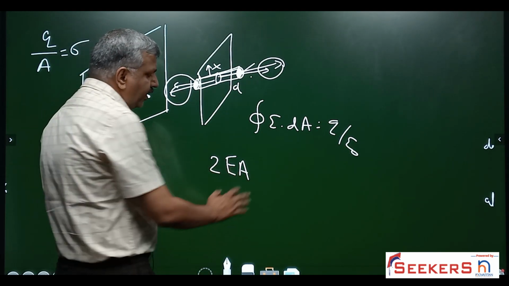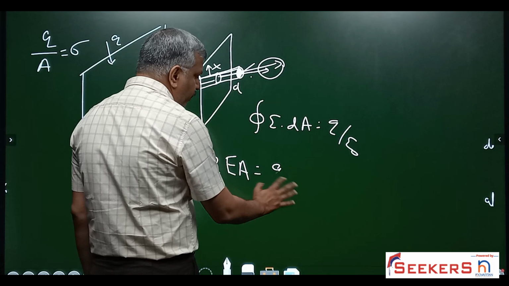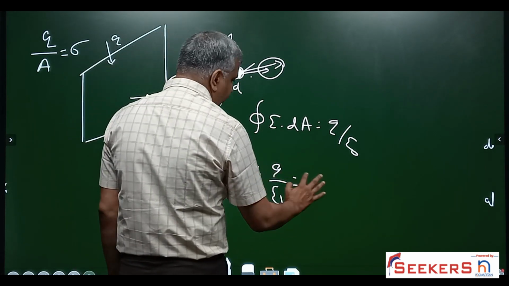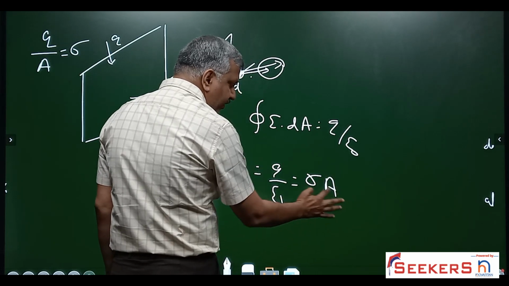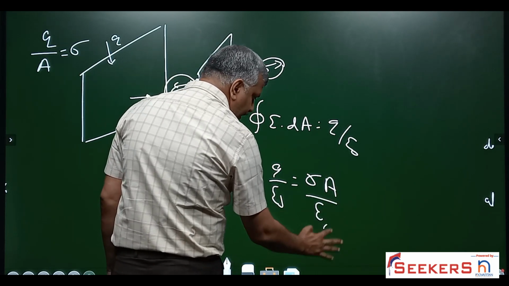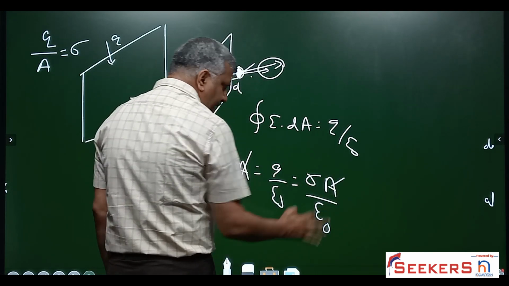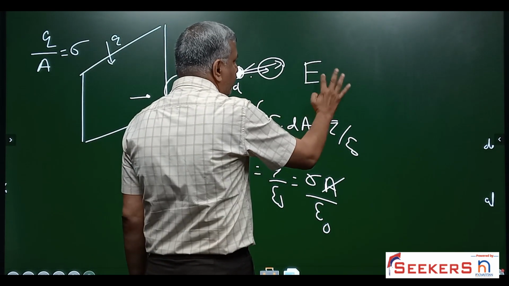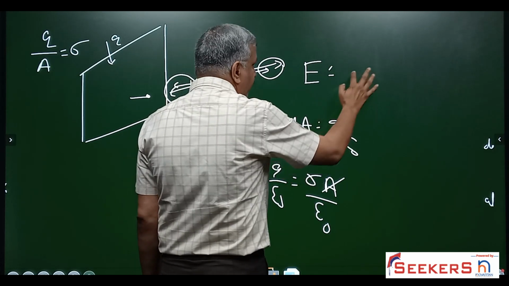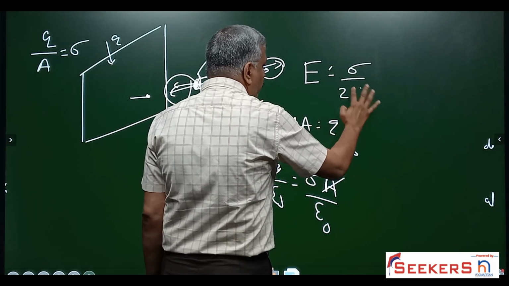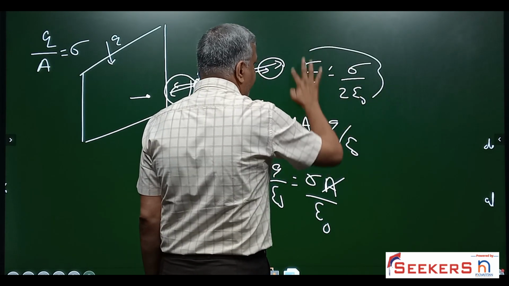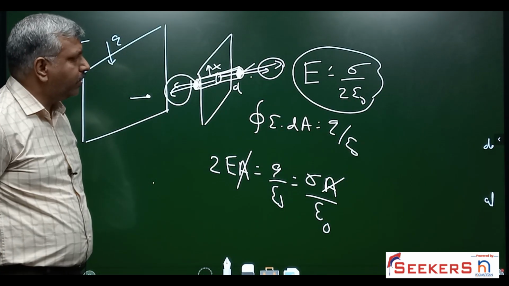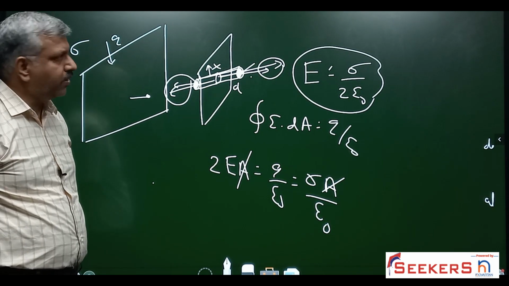So this 2 times E into A will be equal to Q by epsilon naught, which will become equal to sigma into A, charge density into area, divided by epsilon naught. So the area will get cancelled, and I will get a very important relation that the electric field is equal to sigma by 2 times epsilon naught. The electric field is equal to sigma by 2 times epsilon naught.